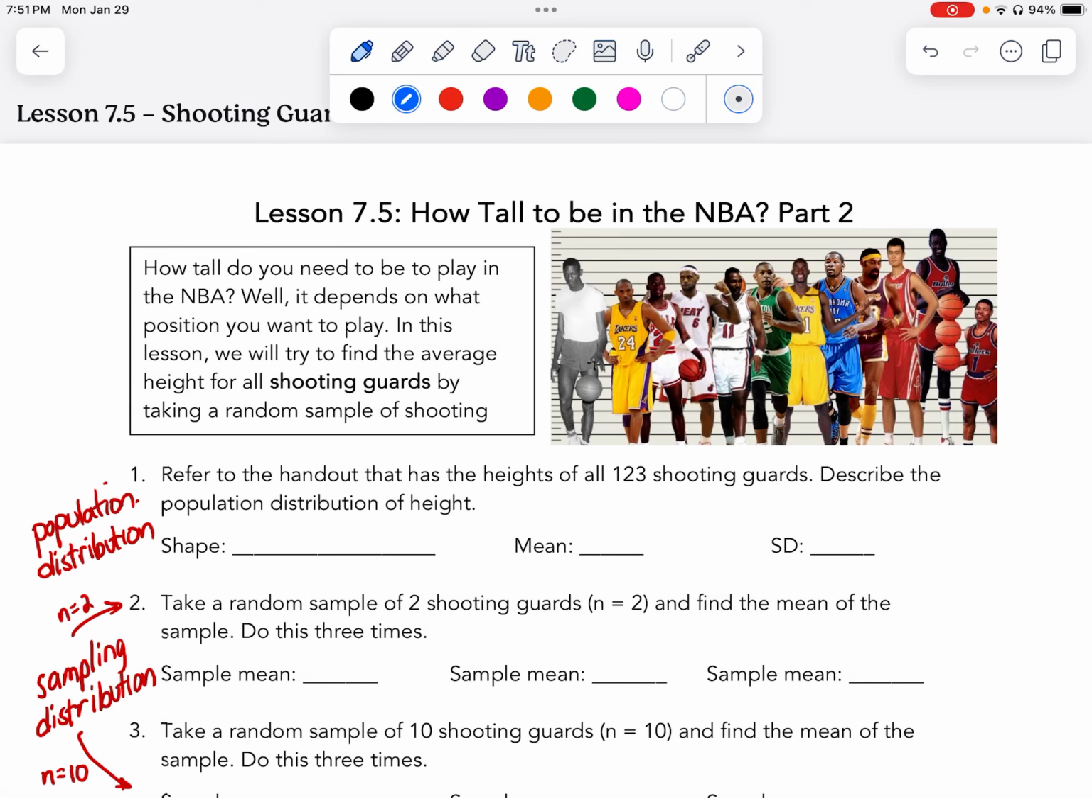This is lesson 7.5. Excuse me, this is the second NBA lesson. The first one was about the power forwards, so now we're coming back talking about shooting guards. And if you don't know basketball, shooting guards are not quite as tall as power forwards. So the main question today is similar to yesterday: how tall do you need to be to play in the NBA? And it depends on your position. So today we're doing shooting guards.